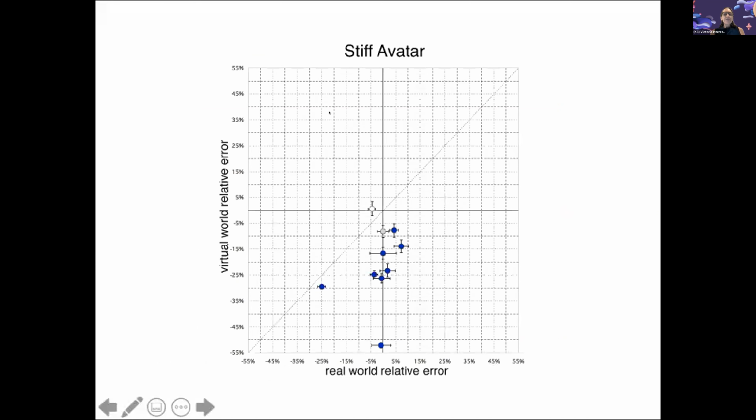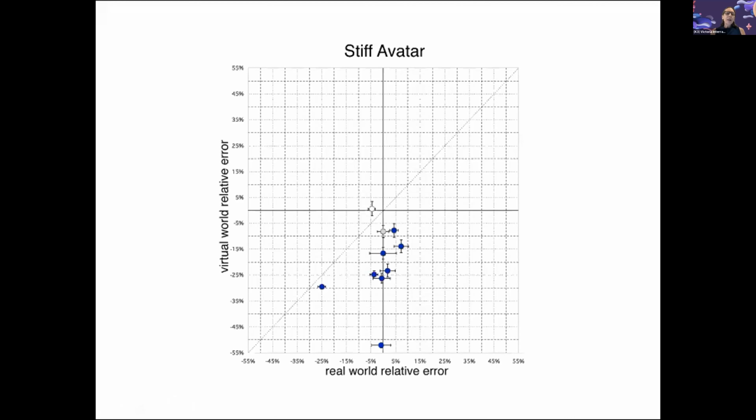This is what the data looks like in the case of the stiff avatar. You can see again in the real world, people are centered pretty much around zero. Some people, like this person right here, are underestimating by about 25% in the real world, but they're also underestimating by a little bit over 25% in the virtual world. So this represents just sort of a cautious individual.